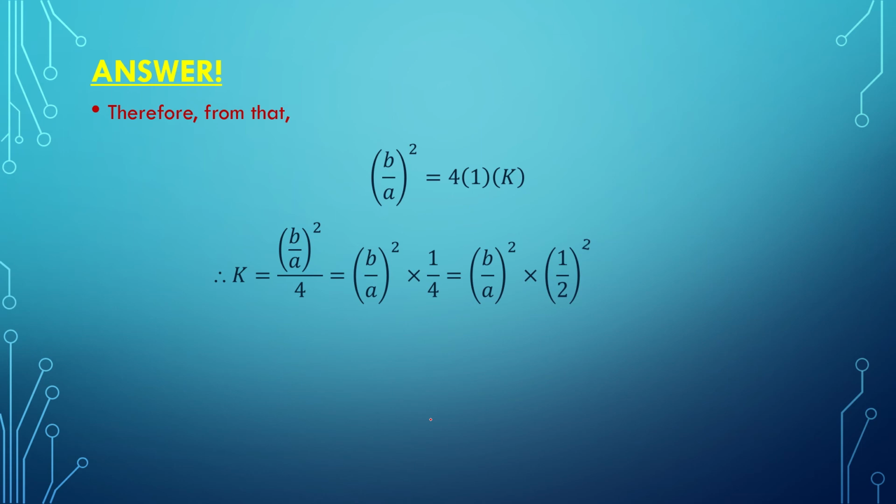So we shall end up with k equals b over a squared over 4, which will be equal to b over a squared multiplied by a quarter, which, from indices, we can derive as b over a squared multiplied by a half squared. Now, because the powers are the same, we can multiply out the bases, which will come to b over 2a. So that is what we can salvage up to this particular point. So k is equal to b over 2a everything squared.